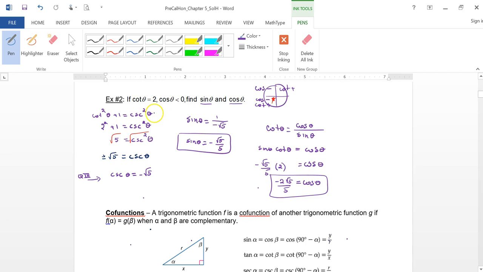We're given that cotangent is positive. That's in these two quadrants. We're given that cosine is negative. That's in these two quadrants. The quadrant where both match is number 3.